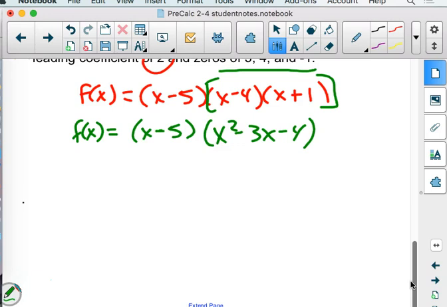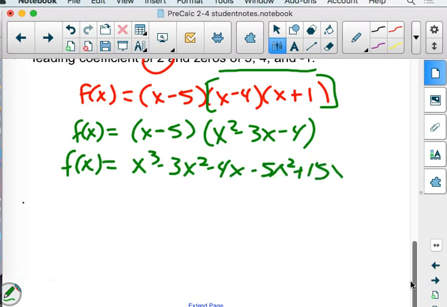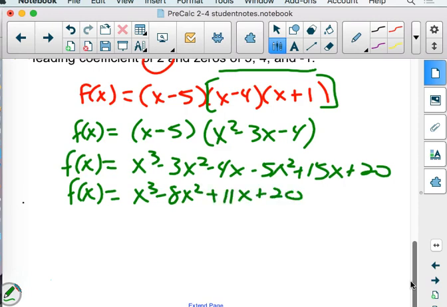Then what do we do? We're not done yet. Yeah, you're already doing it. What are you doing? Distribute, yeah, both the x and the negative 5. So let's see if we all get the same thing in the end. f of x equals x to the third minus 8x squared plus 11x plus 1.